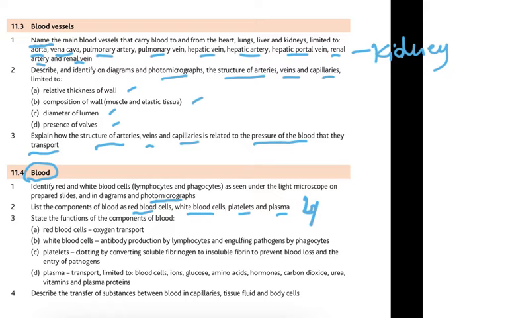Then state the functions of the red blood cells: oxygen transport. White blood cells: antibody production and engulfing pathogens by phagocytes. Then platelets: converting the soluble fibrinogen to insoluble fibrin to prevent blood loss and the entry of pathogens. Then plasma, what is the function of the plasma? And the fourth is describe the transfer of substances between blood and capillaries, tissue fluid, and body cells.